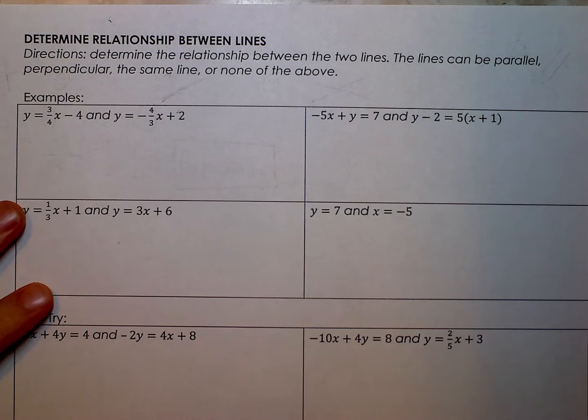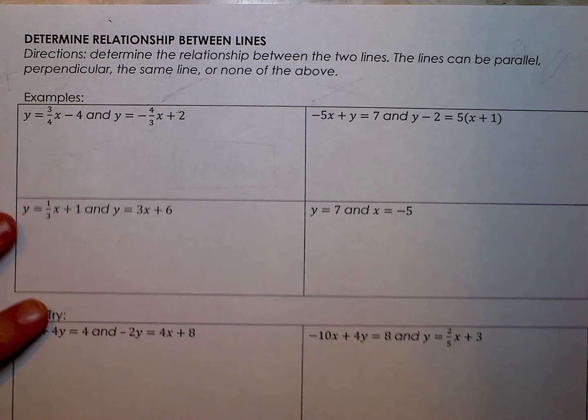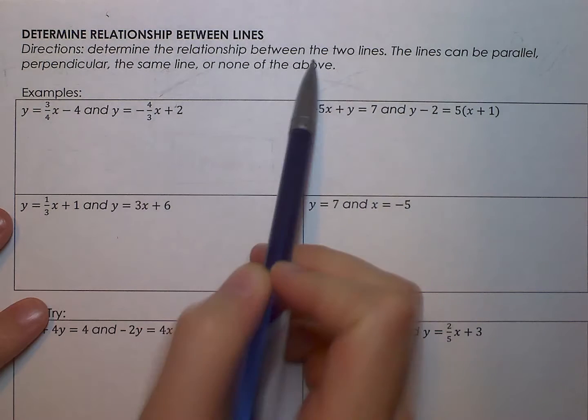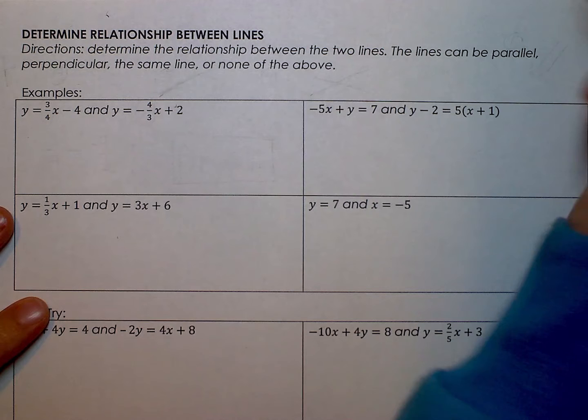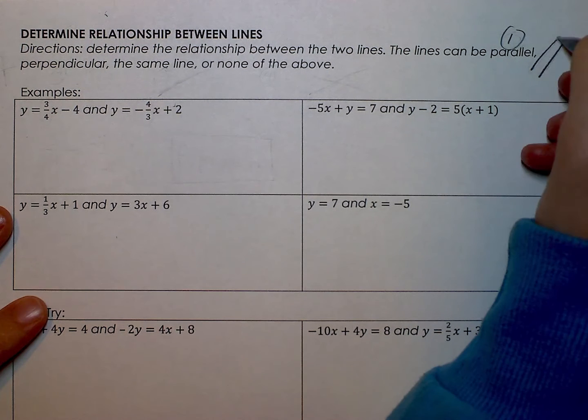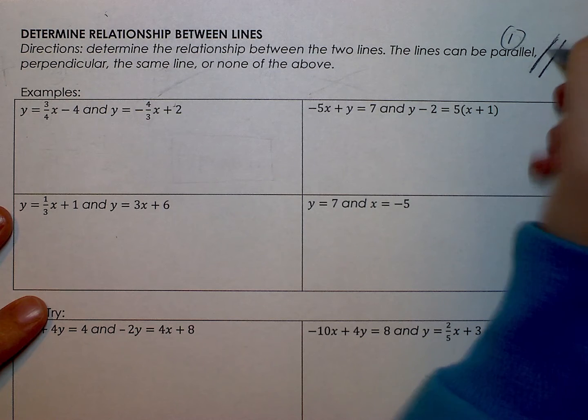One thing I can do with my new information is determine the relationship between lines. Here I'm going to determine the relationship between the two lines that I'm given. The lines can be parallel, my first choice. They look like this. Well, that wasn't a great drawing, but they look parallel, they never meet.